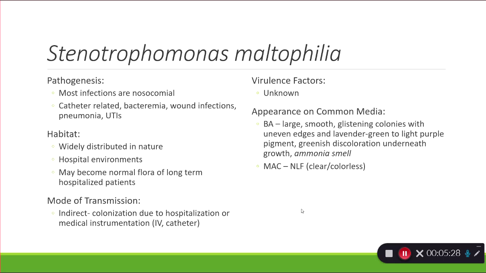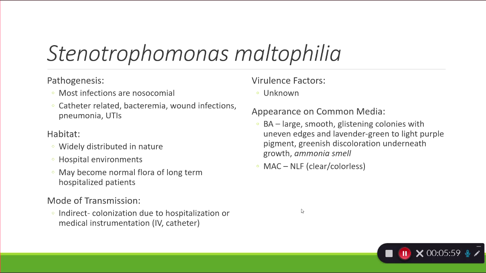The next organism is Stenotrophomonas maltophilia. Most of these infections are nosocomial. They can be catheter-related, can cause bacteremia, wound infections, pneumonia, and UTIs. It's widely distributed in nature. We can find it in hospital environments. It can become normal flora of long-term hospitalized patients. The mode of transmission is usually indirect, such as colonization due to hospitalization or medical instrumentation.